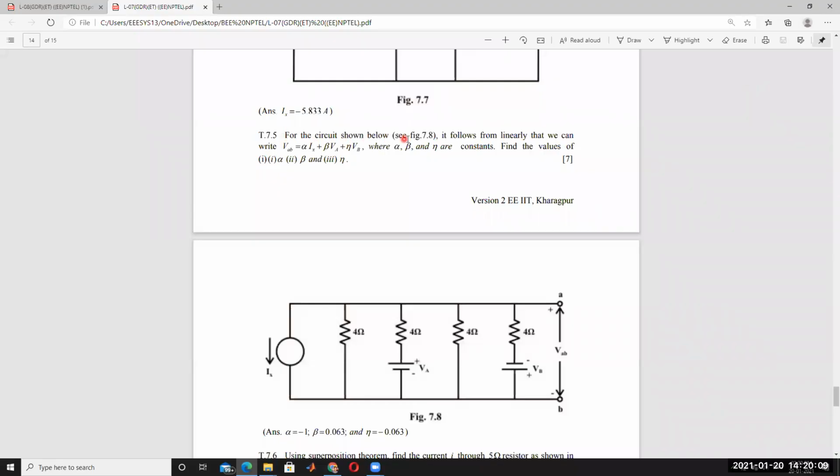For the circuit shown below, it follows linearly that we can write VAB in terms of alpha into Ix plus beta into VA plus eta into VB, where alpha, beta, eta are constants. Find the values of alpha, beta, eta. So these are the answers. How to solve the problem?